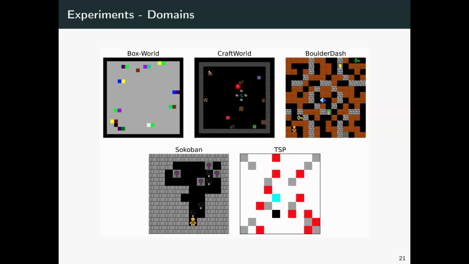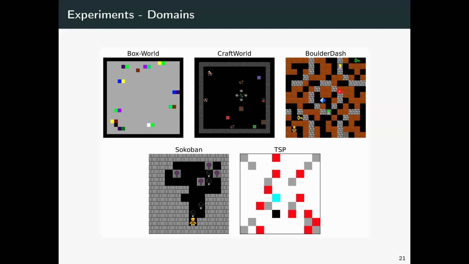Craft world, we need to get these gems here, and the gems are blocked by rocks. There are various raw materials in the environment. You can visit different workstations, and a raw material at one workstation may give you a tool for a different workstation. So you need to come up with the correct sequence of tools to make.